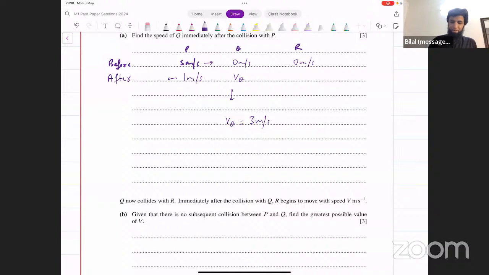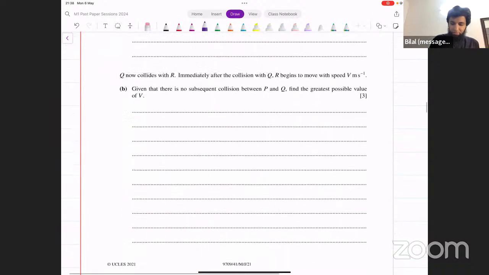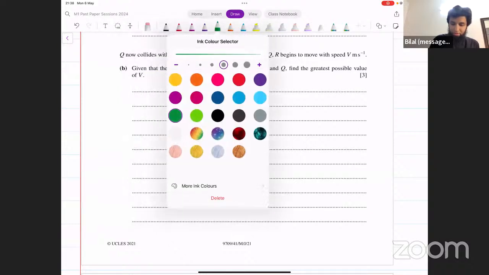Okay. Now it says Q collides with R. So now when Q is moving to the right at 3 meters per second, it collides with R. Immediately after the collision with Q, R begins to move with speed v meters per second. Given that there's no subsequent collision between P and Q, find the greatest possible value of v. Okay, let's think about this. So we've got the particle P. Let me just change the pen sizes here quickly.